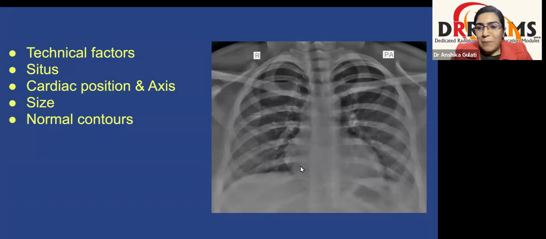Right heart border, SVC, right atrium, left heart border, aortic knuckle, pulmonary conus, left atrial appendage and left ventricle. So which is the one that does not contribute to formation of heart border? Right ventricle, yes, that's right.